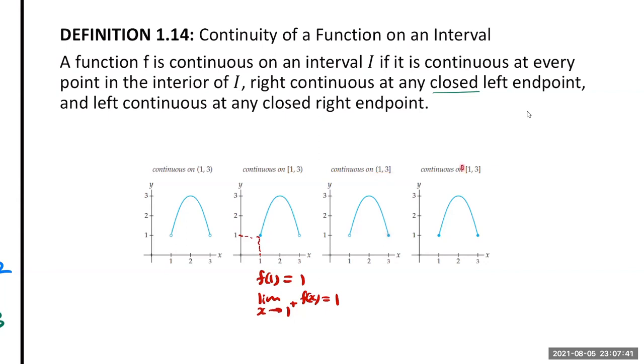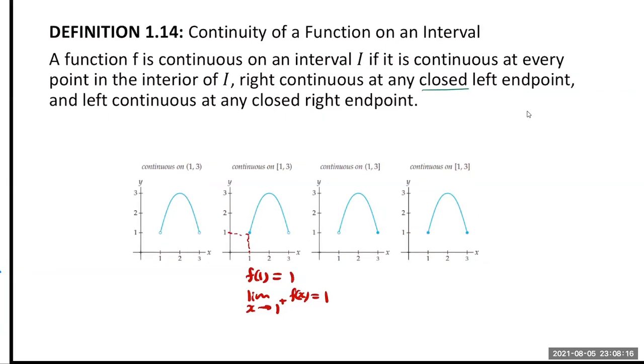And here is an example where your function is continuous on the closed interval [1, 3]. In that case, you have a shaded circle at both ends, because both endpoints are included. So at the closed right endpoint, your function should be left continuous. It is left continuous, as you can see from the geometry. Your left limit is the same as the function value. And at the closed left endpoint, your function has to be right continuous. It is. In this case, your right limit is the same as the function value. All right, let's move on.